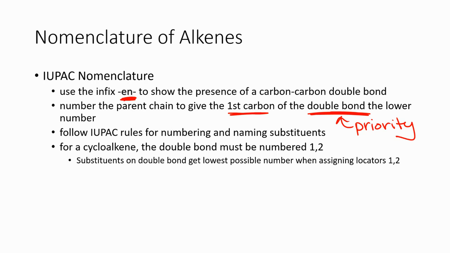We're going to follow the rest of the IUPAC rules in that we're going to find and circle any substituents, give them names and numbers, and alphabetize them when we are all done. For a cycloalkane, or alkene rather, the double bond has to be numbered so that the 2 carbons have the numbers 1 and 2, and so that any substituents on the double bond have the lowest possible numbers when assigning 1 and 2. So if you've got one substituent, make sure it's on the 1 carbon.